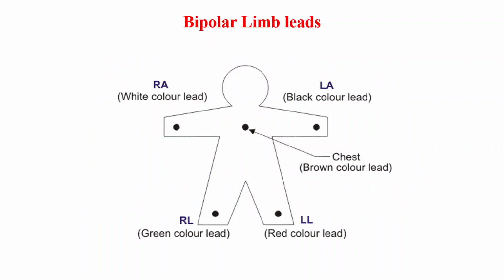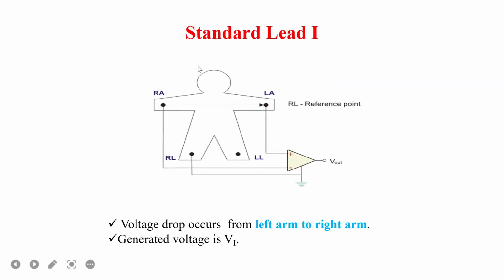In this diagram we can see we are going to use the right arm, right leg and left leg, also chest. The right arm color is white, left arm we use black, chest we use brown, and the left leg red color, and RL is green color. RL is always ground. Standard lead 1 is the first lead system.